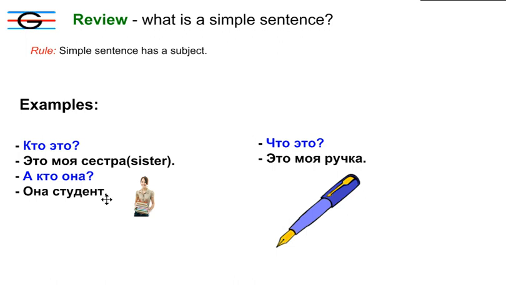And you notice that there's no "a" at the end for "student", because in Russian you can actually use the same word for man and woman for student. Что это? Это моя ручка. So this is a pretty simple sentence. No details, no verbs. Okay?